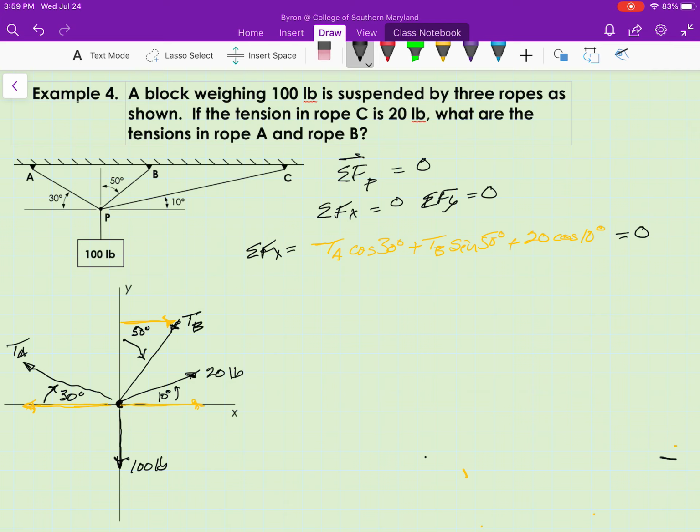Okay. So I do that math and I get negative 0.866 T sub A plus 0.766 T sub B. I'm going to take the constant on the other side of the equal sign, and that's going to be minus 19.7.